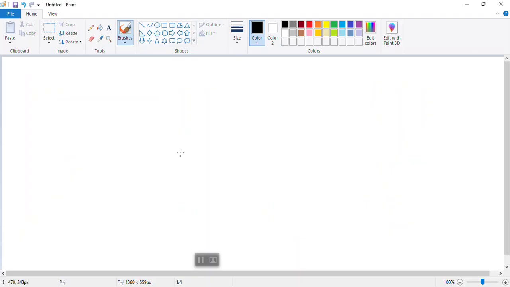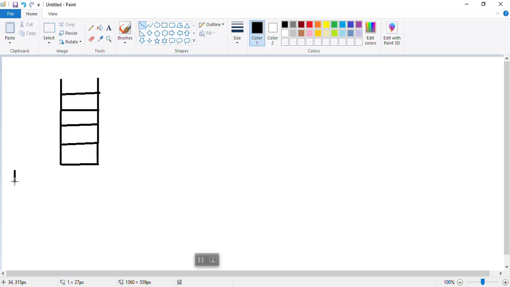Let me explain over here again with another example. If I say here stack. So now you see the top index.